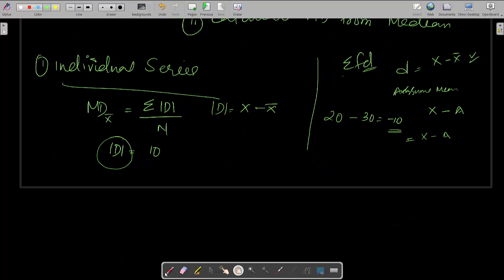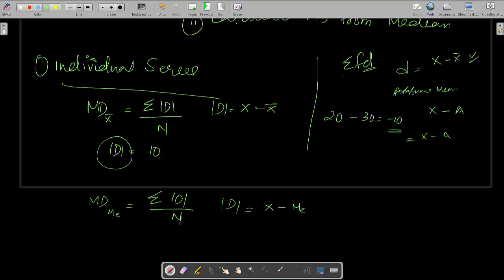Similarly, for mean deviation from median, the formula is again the same, that is sigma d by n. Here, to calculate d, instead of mean you're just going to write the median value, that is x minus the median value. That is why even here we have to calculate median. If the question asks to calculate mean deviation from median, then you have to calculate median in order to find the deviation.